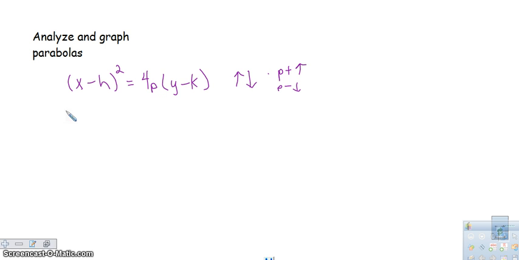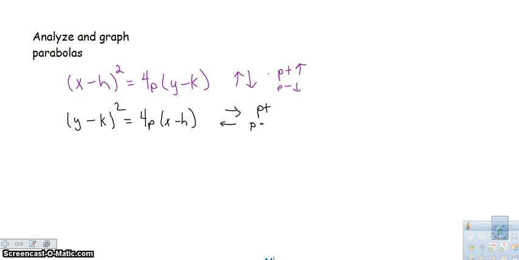The other thing that can happen is y is squared. So you have (y minus k) squared equals 4p times (x minus h). These ones open to the right or to the left. If p is positive, they go to the right. If p is negative, they go to the left. Okay? And when I say analyze, analyze means we're going to graph and label the parts.